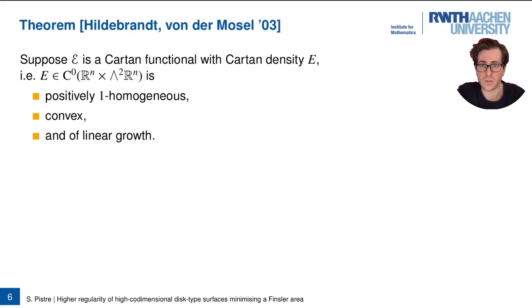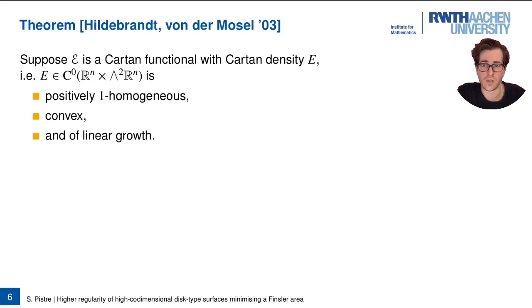So these were the partial derivatives of the surface, and then you wedge them together, and it should be positive one homogeneous, convex, and of linear growth. Linear growth, that meant comparability of this Cartan integrand and the classical area integrand. And I'm not sure I mentioned this in the first video. So this whole Cartan setting is a generalization of the classical proof of classical area minimizers.